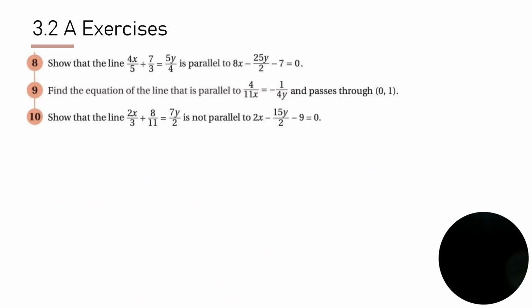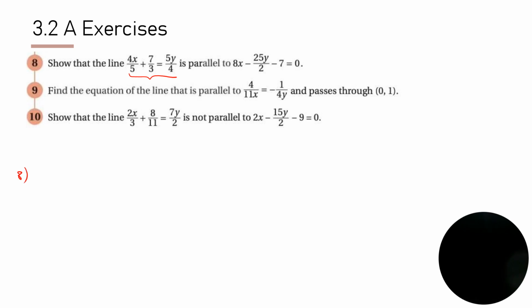Okay, question 8. Show that the line 4x over 5 plus 7 over 3 equals 5y over 4 is parallel to 8x minus 25y over 2 minus 7 equals 0. Just check this, that the first line is not given fully in general form. There is something missing. The y must be on the left side, but it's on the right side. So if you want to find the gradient, you have to move everything to one side. Then you can use the formula.